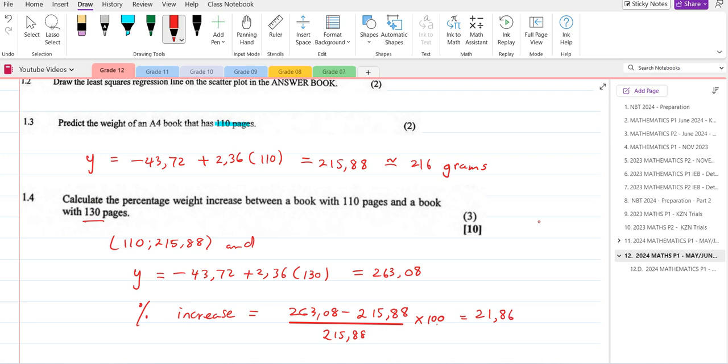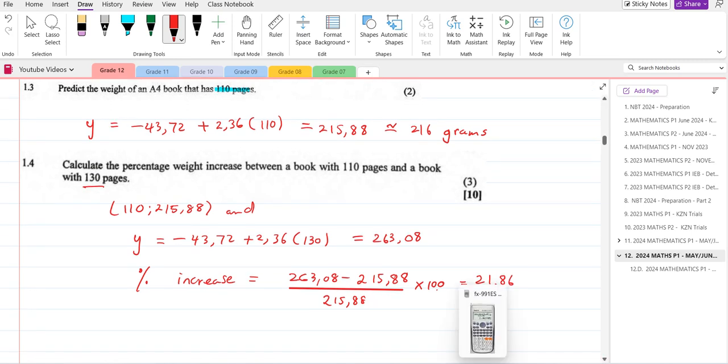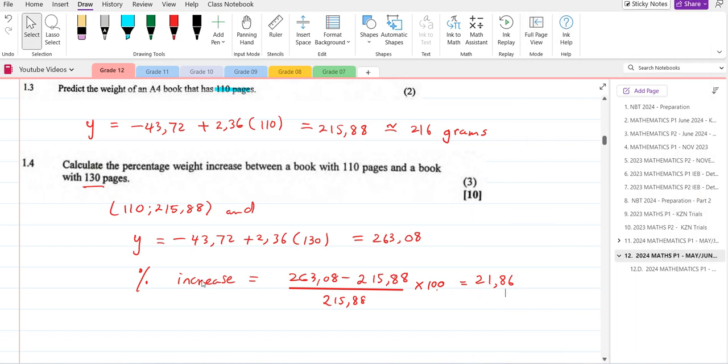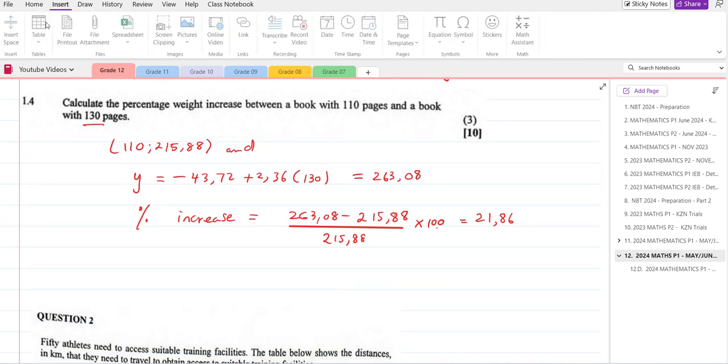So 21,86%. Let's check if this answer is correct. So we're going to take 215.88 into 1.2186. That's basically 100% plus 21.86%, and that answer is giving me 263,07 approximately. Alright, so this answer should be fine. So the percentage increase is 21,86. In other words, 21,86% is a percentage increase from a 110 page book to a 130 page book. Right, so I hope you guys understood that.